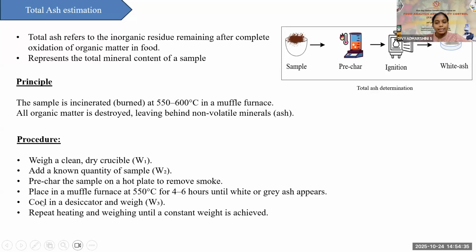Then cooling in the desiccator and weighing, we can take that as W3, and repeat the heating and weighing until a constant weight is achieved, if it is needed.